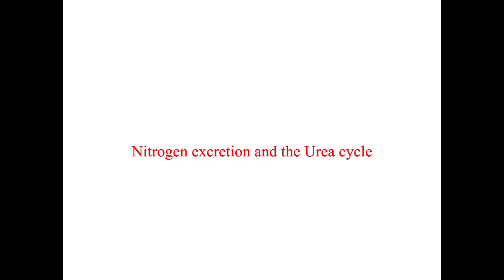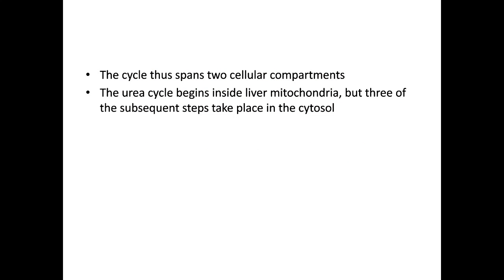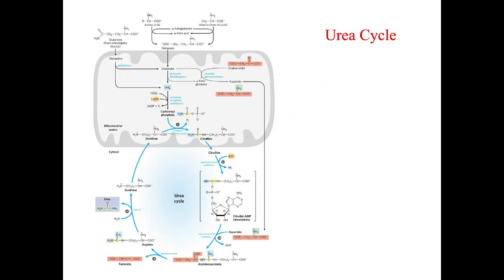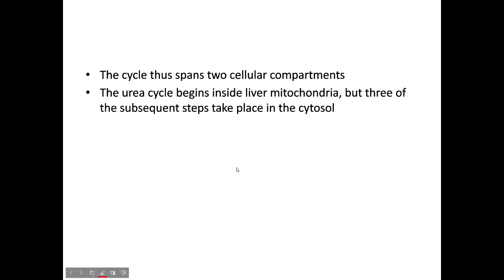Next, nitrogen excretion and the urea cycle. The cycle does span two compartments. This is the urea cycle. It happens in the liver. This urea synthesis happens in the liver. If you see this brown region, this is the mitochondrial matrix of these liver cells, and this is the cytosolic portion. So the cycle spans two compartments. The cycle begins inside the liver mitochondria and three subsequent stages take place in the cytosol.